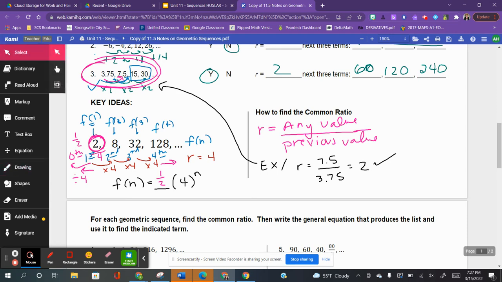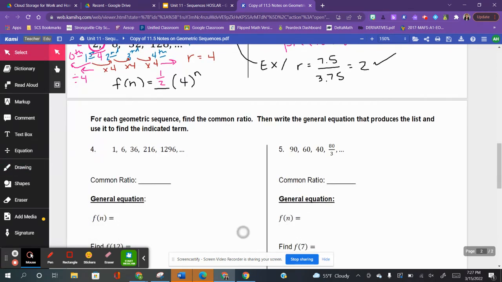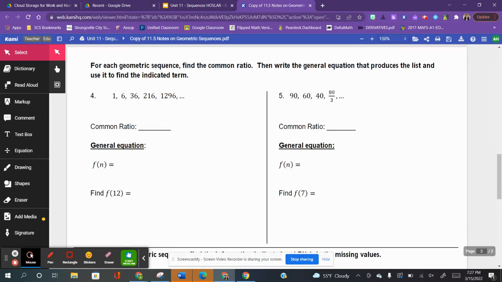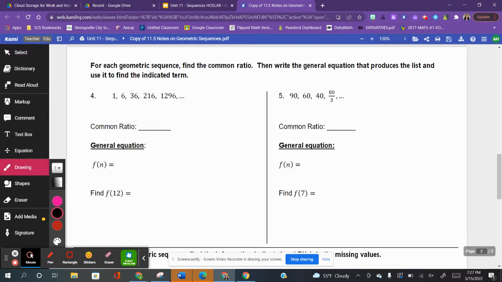All right, so let's try a couple problems, or at least I can get you started on a couple problems, and then your job would be to finish the problems. All right, so let's take a look. This is for each geometric sequence. So I know that they're geometric. I don't have to make that determination.